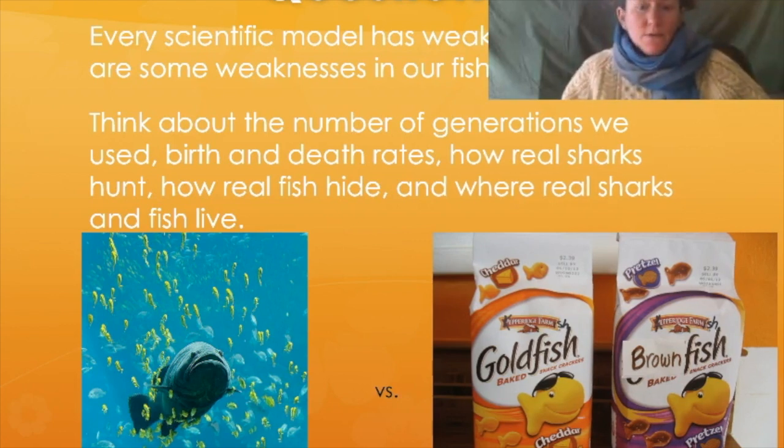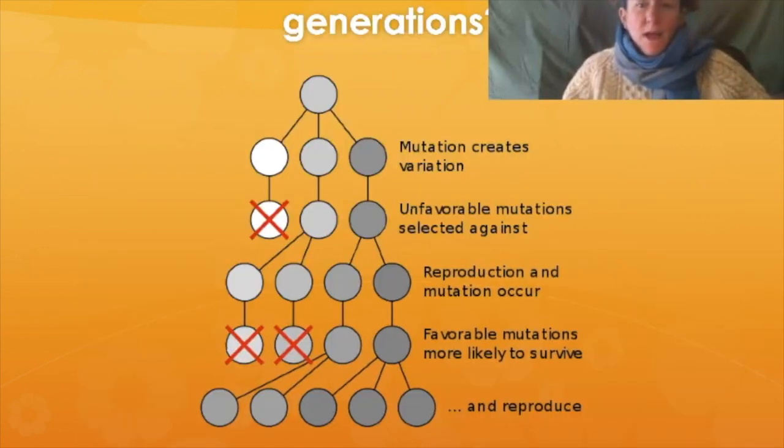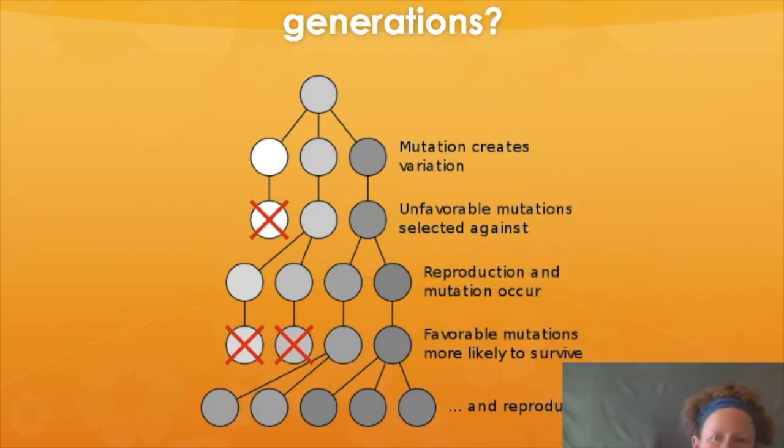So here's a couple other things to think about. What would happen if we continued our model for another 5 or 10 generations? Here's an example of how mutations create variation, and unfavorable mutations are selected against. So gold, if it was a mutation, might be selected against. Reproduction and mutation occur. Favorable mutations are likely to survive. So that's something to think about.